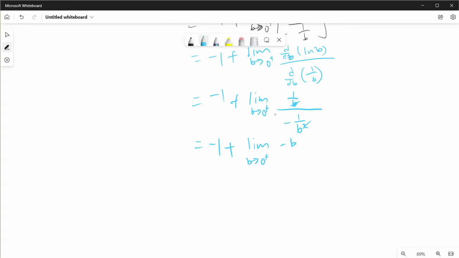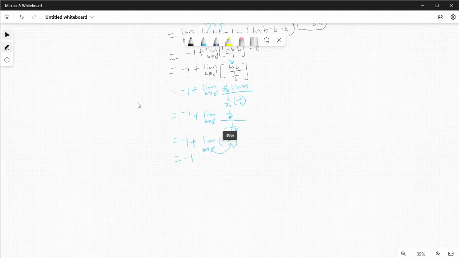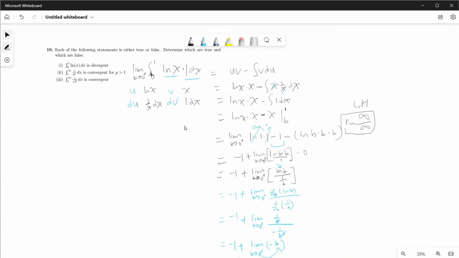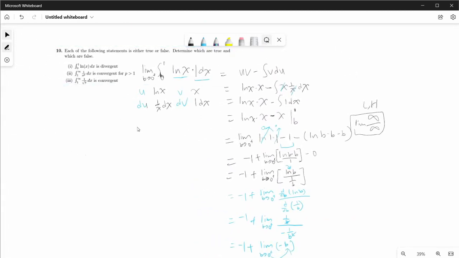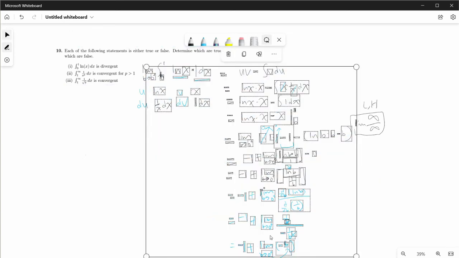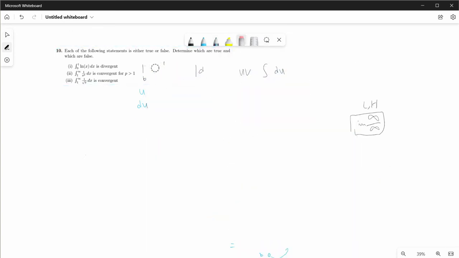Now this limit we can take. You just plug in 0, and that's just 0. And this means that this improper integral does have a value. Therefore, it's convergent, and the statement we have is false. I need to delete all that. So number 1 is false.